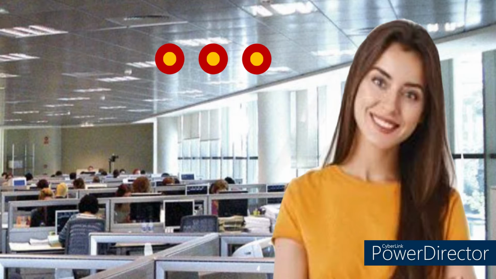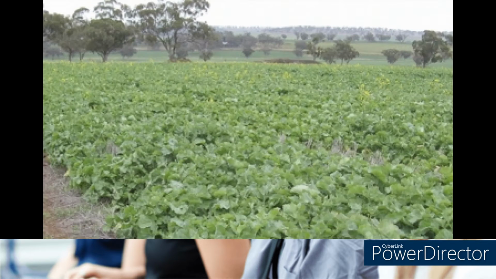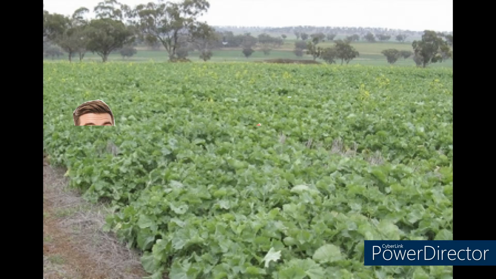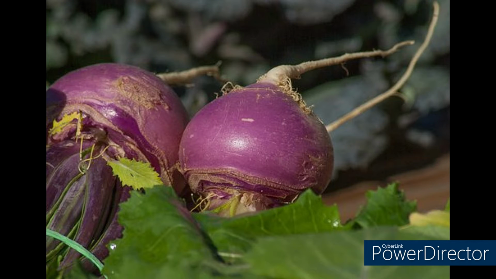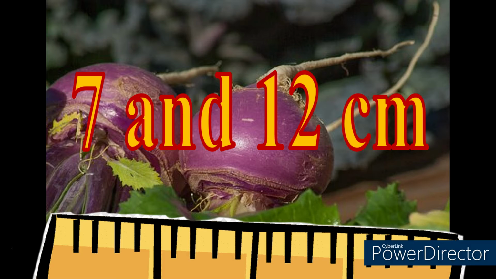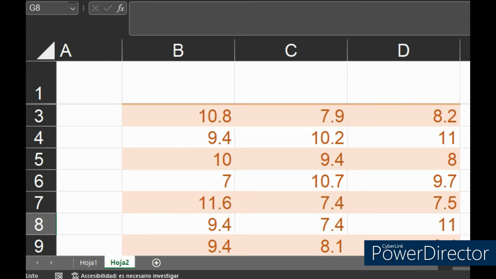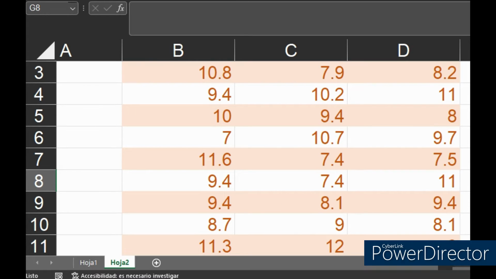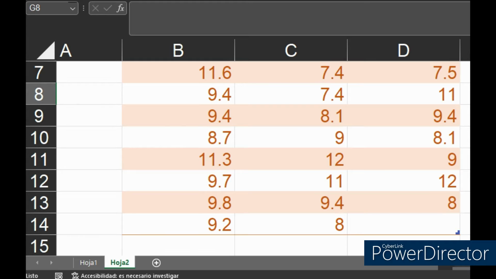Do you like an example? Imagine you are in an experimental station where you are watering a crop whose fruit diameter varies between 7 and 12 centimeters. In this crop, we are analyzing 100 plants, and we collect the measurements of the diameters.